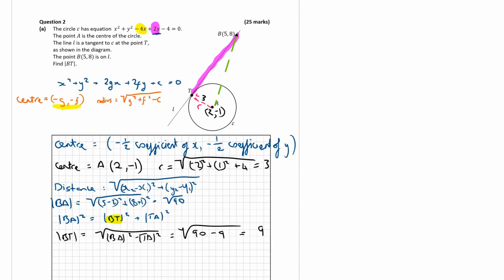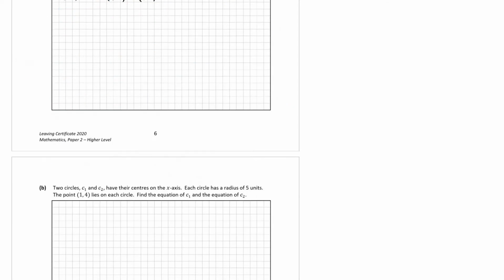So now we're going to quickly have a look at the next question on that paper, the next part of the question, and it still relies on coordinate geometry of the circle. We have two circles, C1 and C2, and they have their centers on the x-axis. Each circle has a radius of 5 units. The point (1, 4) lies on each circle. Find the equation of C1 and the equation of C2.